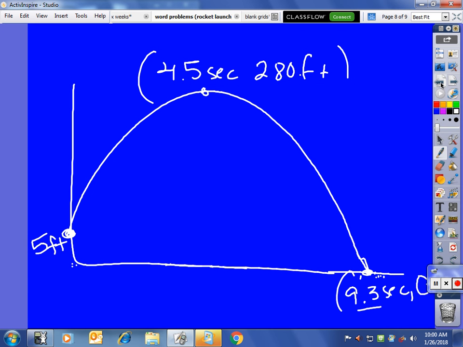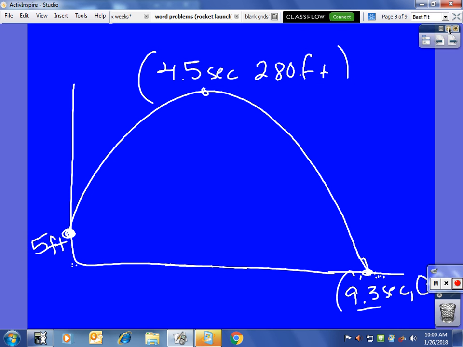One more situation. I just made these numbers up. I don't even know if it would really make a parabola or not, but I've labeled all. This is a rocket going off into the air. Can you tell me where this rocket started? It started on a 5-foot platform.